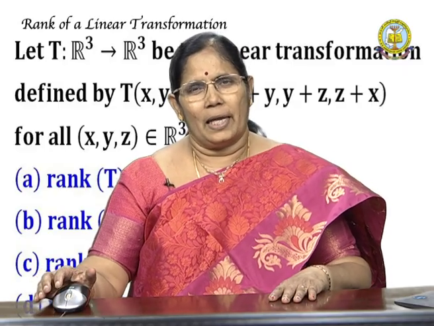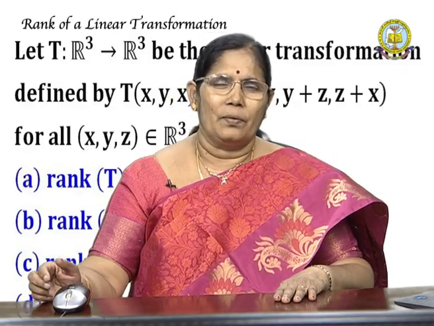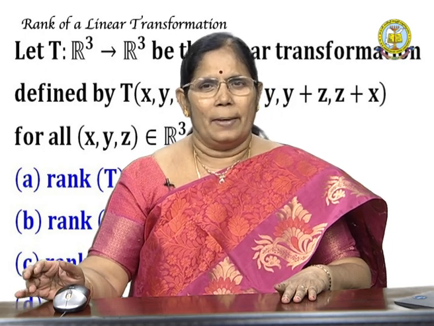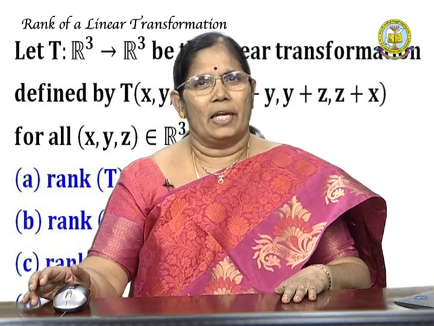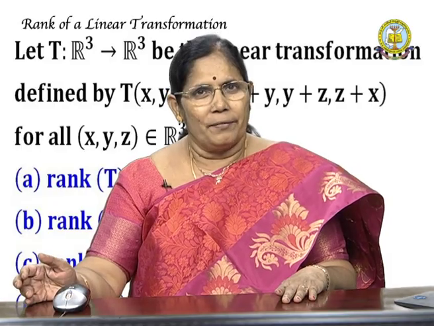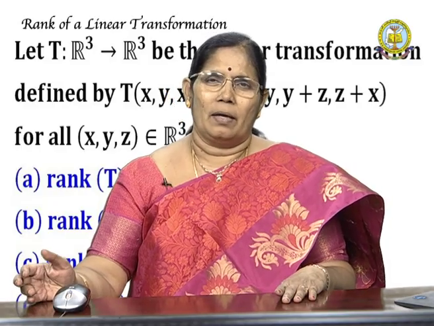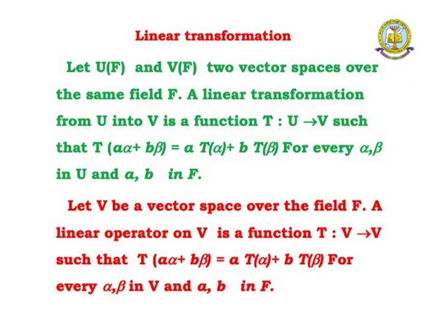If T of A alpha plus B beta is equal to A into T of alpha plus B into T of beta, where A and B are elements in the field and alpha, beta are vectors in V. And what is a linear operator? A linear transformation T from V to V such that T of A alpha plus B beta is equal to A into T of alpha plus B into T of beta is called a linear operator.